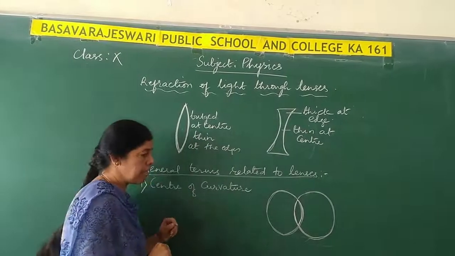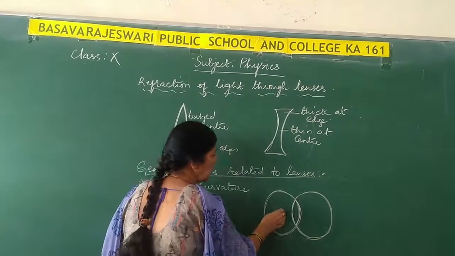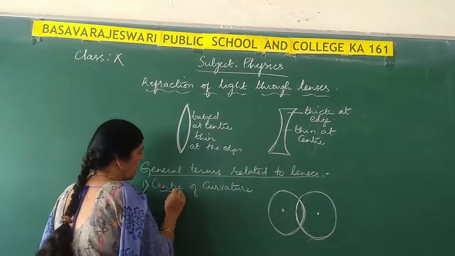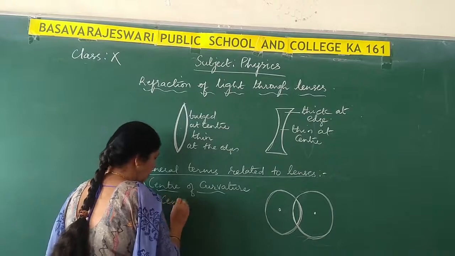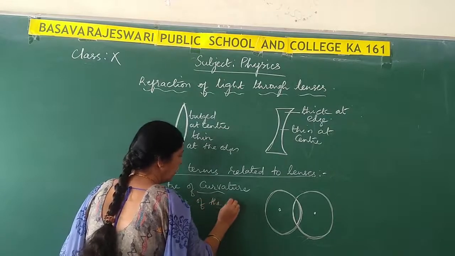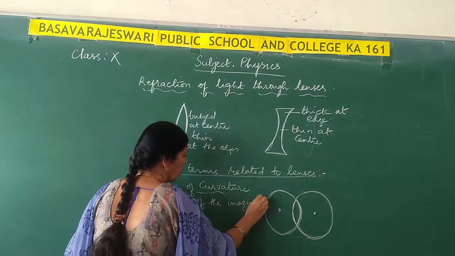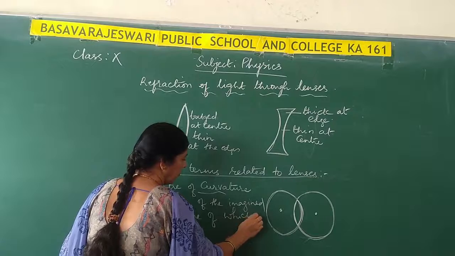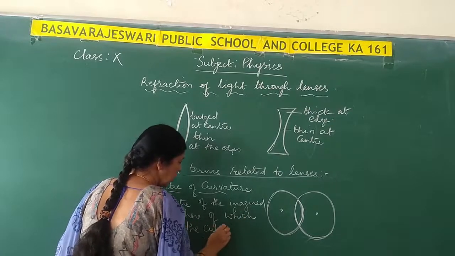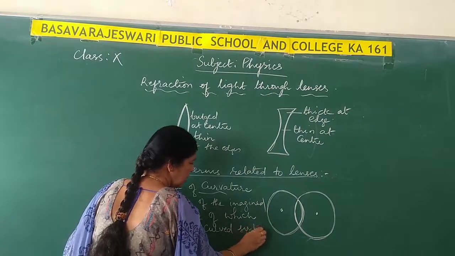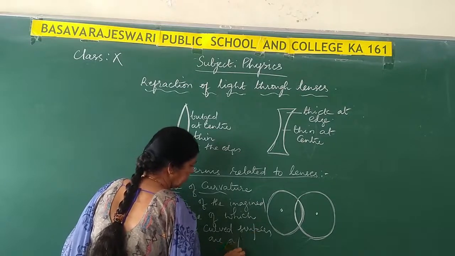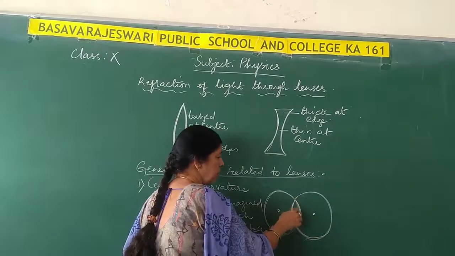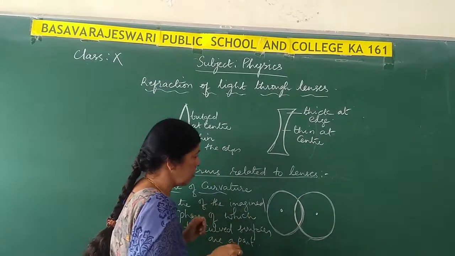So, center of curvature is nothing but the center of the imaginary sphere of which the curved surface is a part. So, how can you define center of curvature? The center of the imaginary sphere of which the curved surfaces are a part. So if you consider two spheres in this manner, then you can imagine a convex lens out of the two curved surfaces.